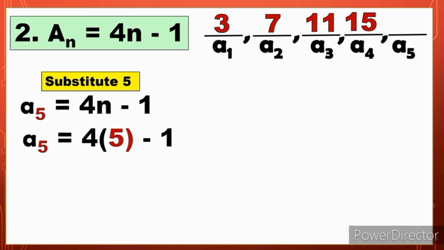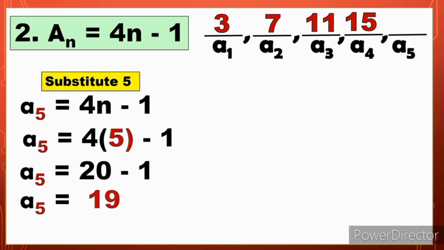Therefore, we have a sub 5 equals 20 minus 1. So, 20 minus 1 equals 19. So, our a sub 5 is 19. And that is our fifth term. Therefore, ang first 5 terms ng rule natin na a sub n equals 4n minus 1 ay 3, 7, 11, 15, 19.